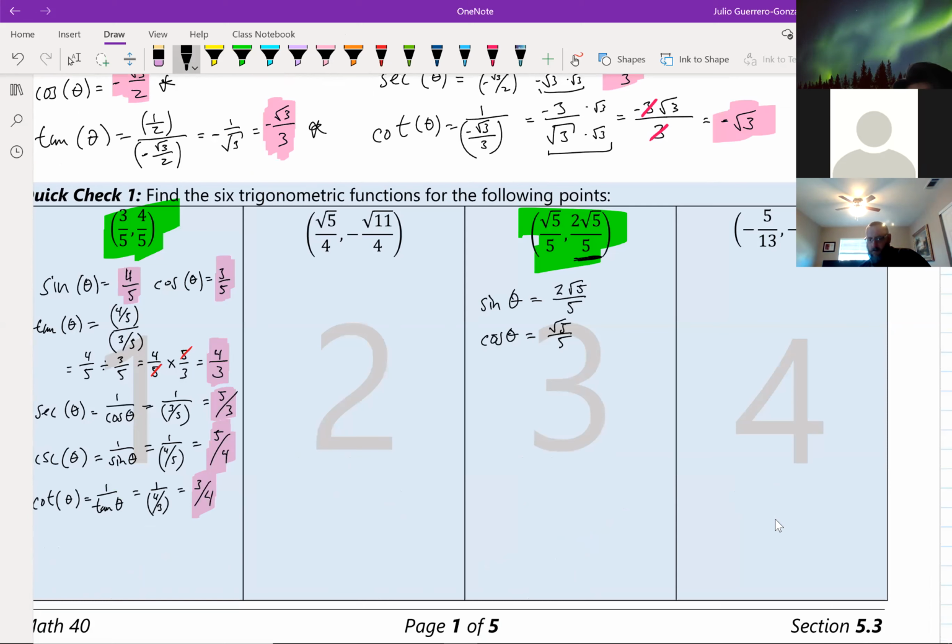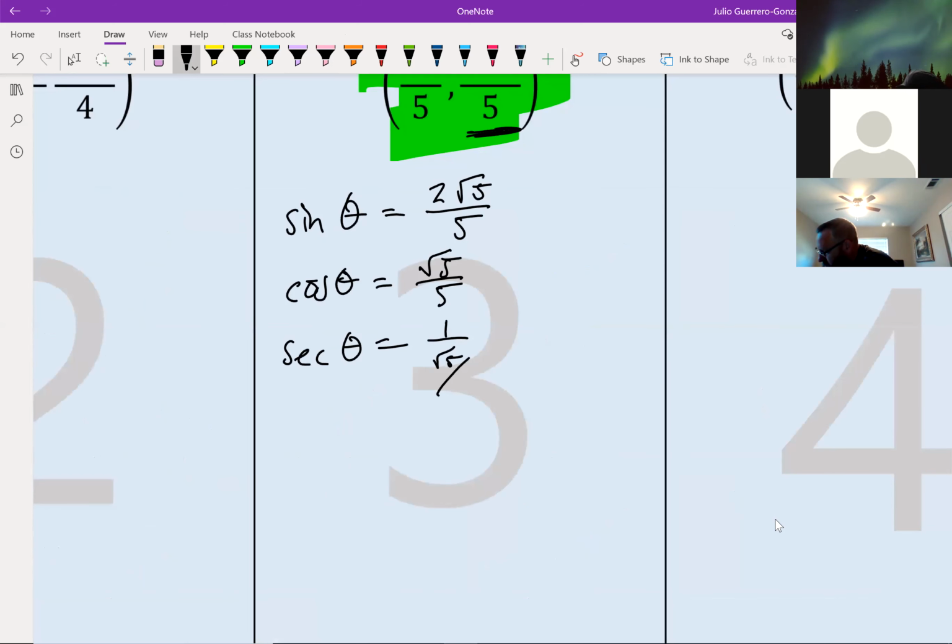So secant of theta is going to be 1 over cosine, which is 1 over the square root of 5 over 5, which is 5 divided by the square root of 5, which is root 5, if you do the simplification for it. Got it?